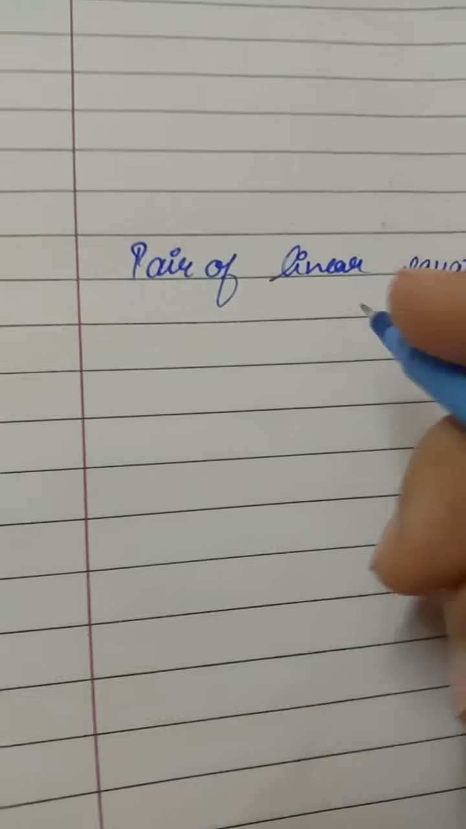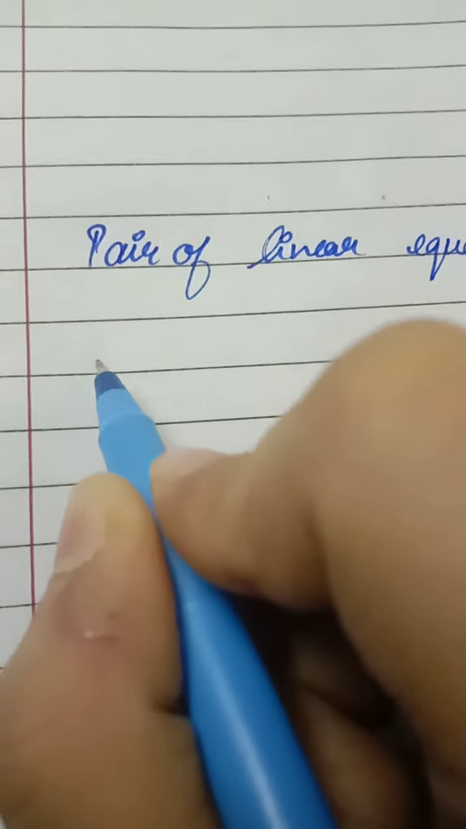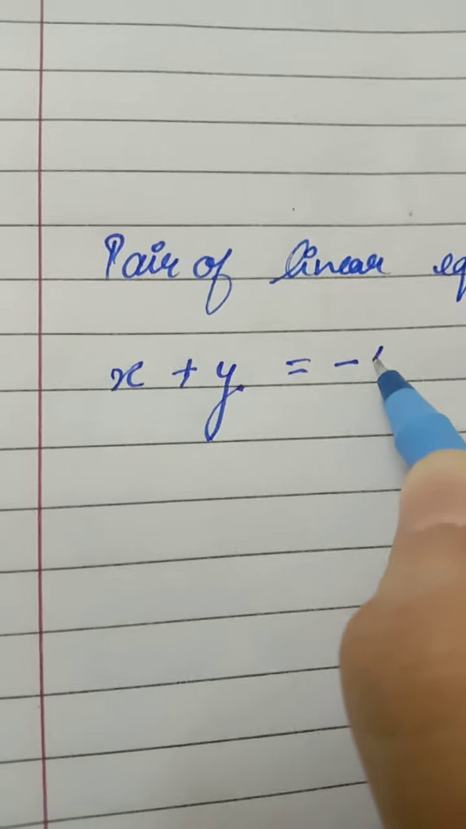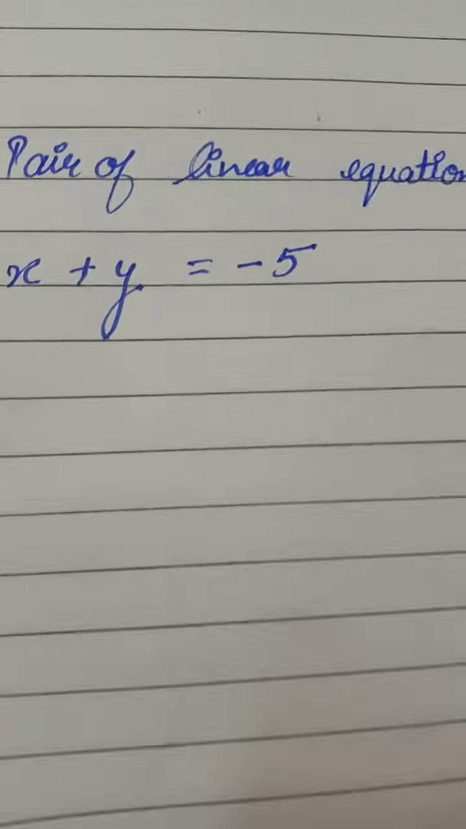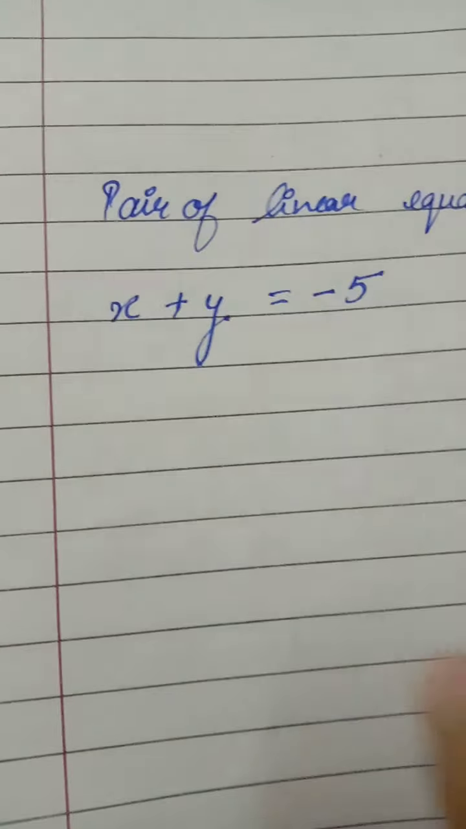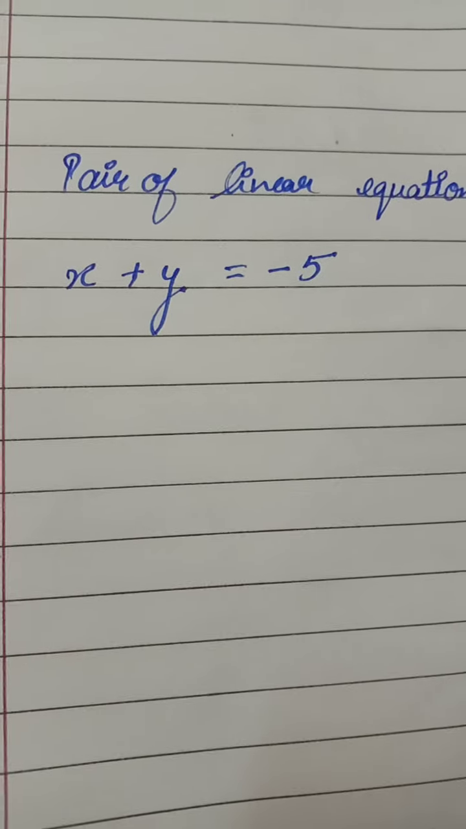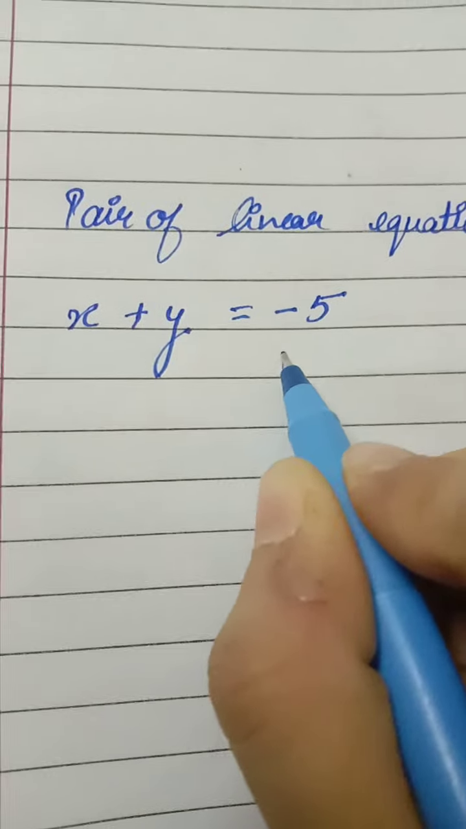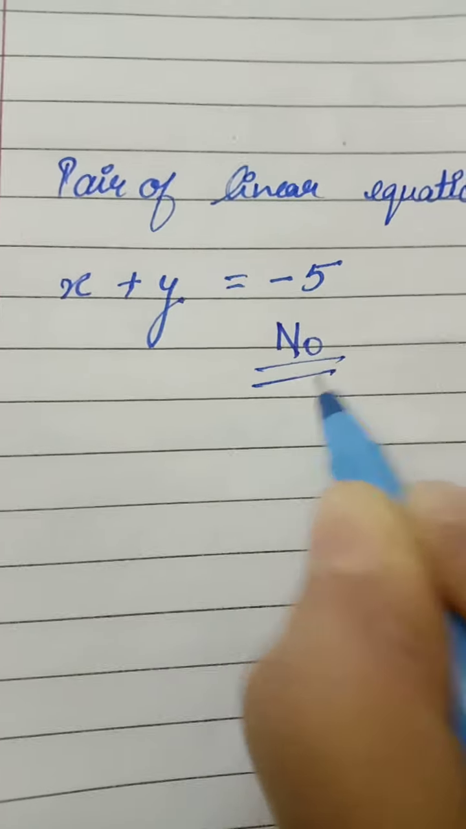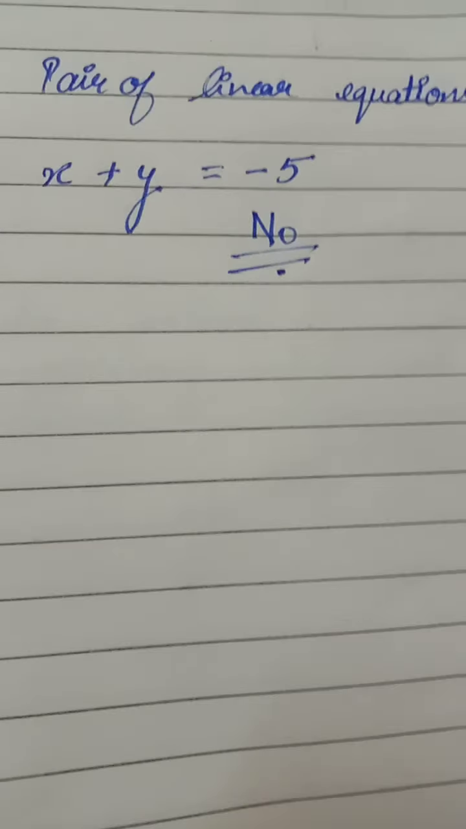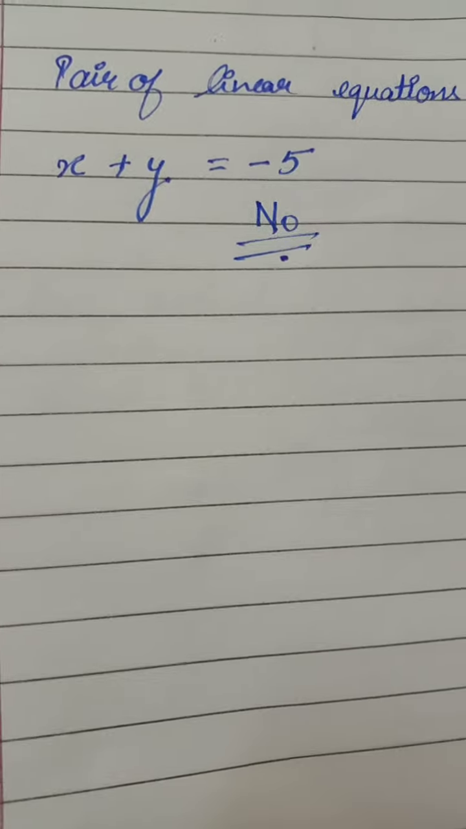See, what we learnt in the previous class, first let us revise that. In 8th and 9th, we learned that x plus y minus 5 is an equation, right? But can we say that it is a linear equation? No, we cannot say it as a linear equation. Why can we not say? Because a linear equation has a standard form.